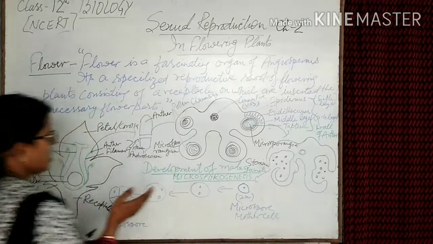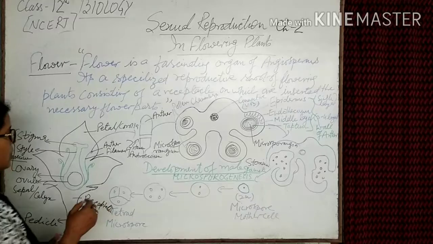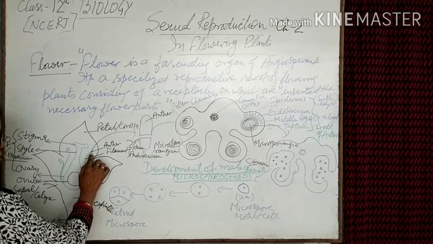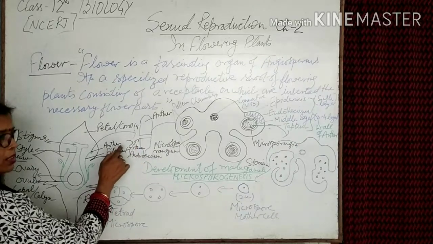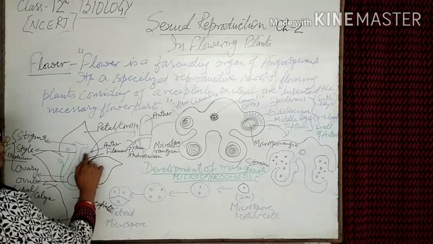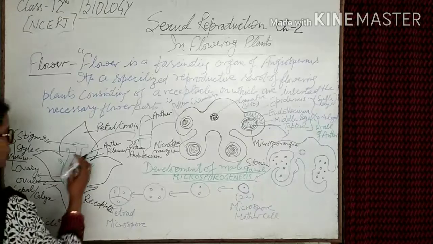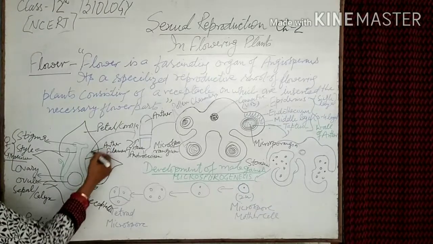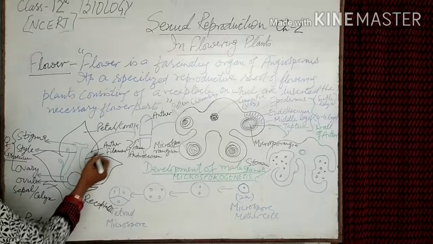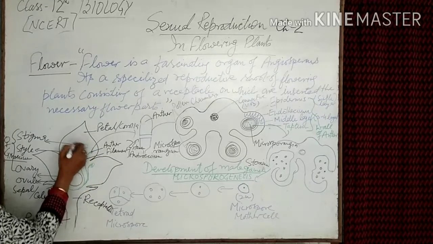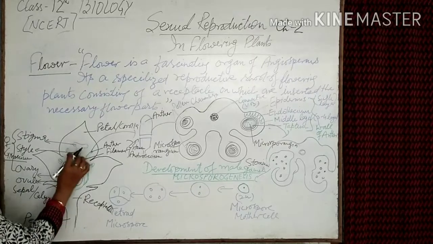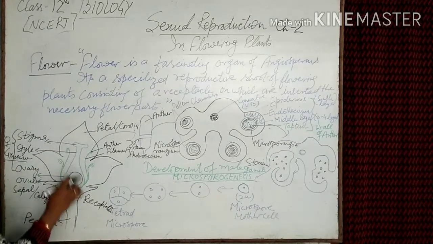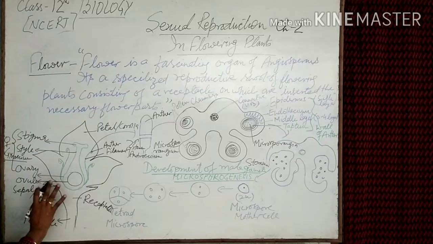This process is known as pollination. It means the pollen grains are transferred by different factors, liberated from the anther to the stigma. They stick on the stigma, the anterior part of the female reproductive tract, and then fertilization starts.